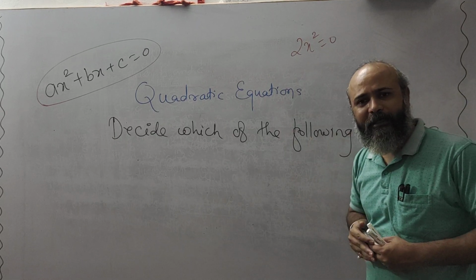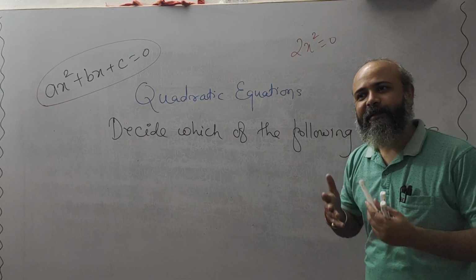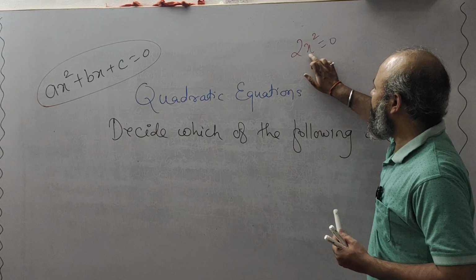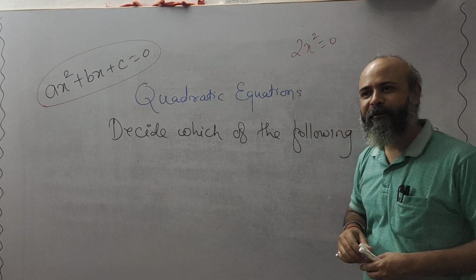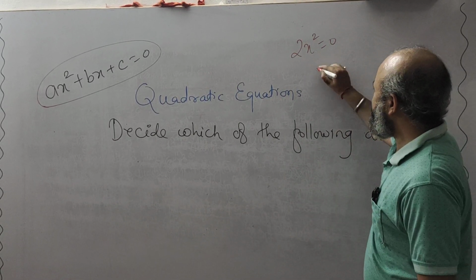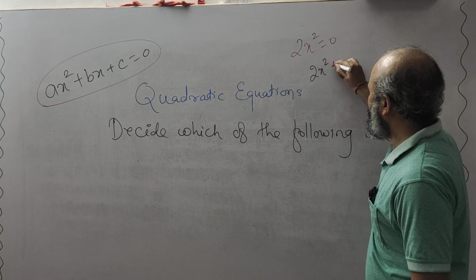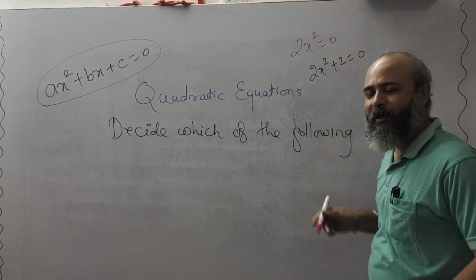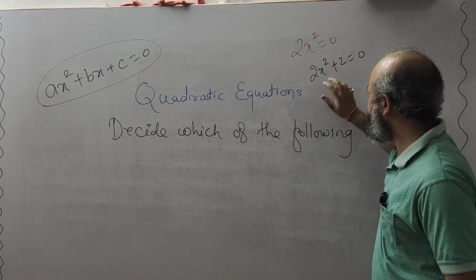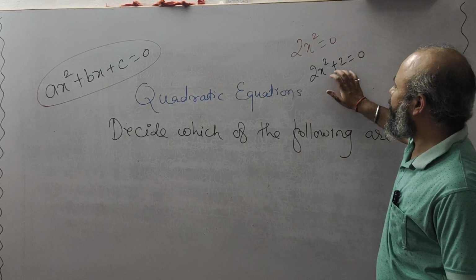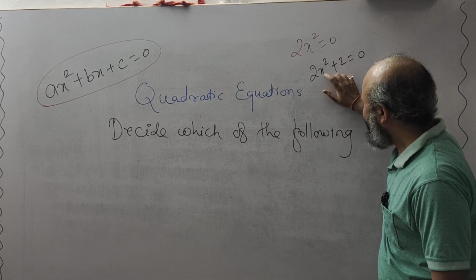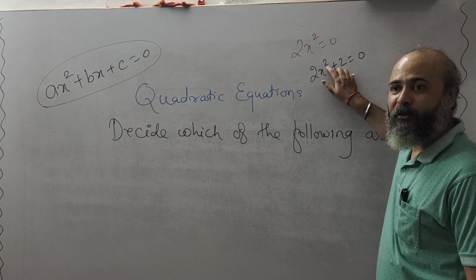Whether this is a quadratic equation? Yes, this is a quadratic equation because the highest degree of the variable is 2. Okay, next example, 2x square plus 2. Whether this equation is a quadratic equation? Yes, this equation is called a quadratic equation because the variable having highest degree is 2.